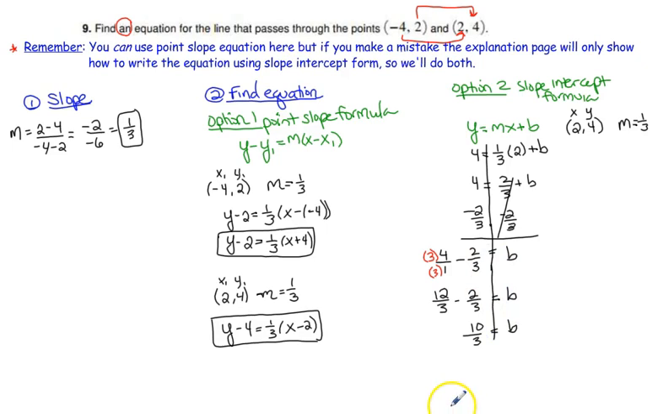You could turn that into a proper fraction, but Alex does not require you to, and we're going to leave it like that because there's less chance for a mistake if we just leave it. So my final answer: y equals, my m I already knew was 1/3, and my y-intercept, which I just solved for, 10/3. And that's it. So for number 9, you actually had 3 different correct answers. All would be marked correct.